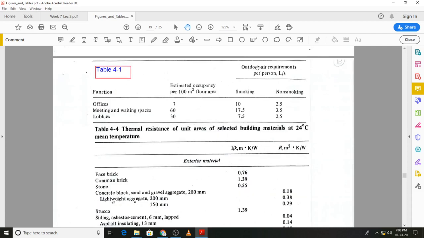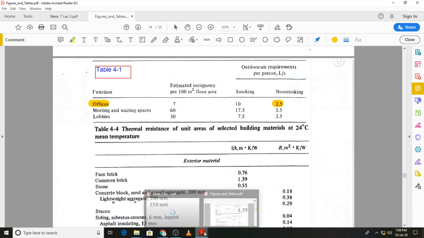You can see we have the outdoor air requirements per person in liters per second. We have just 3 options over here, that is offices, meeting and waiting spaces, and lobbies. So obviously we have an office space, and inside the office space we again have 2 options, whether it's a smoking environment or non-smoking environment, because we are told that the environment is non-smoking type. So we have an outdoor air requirement for ventilation of 2.5 liters per second per person. Again, to find the total ventilation requirement, we have to multiply this value by the total number of people in the conditioned space, that is 40.